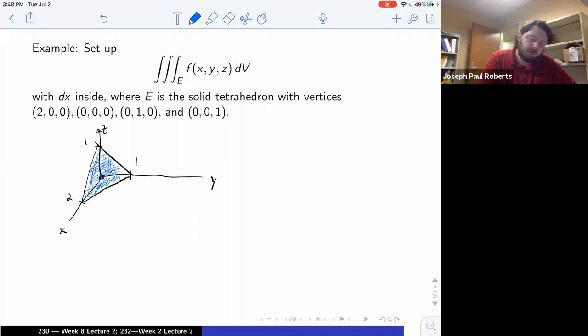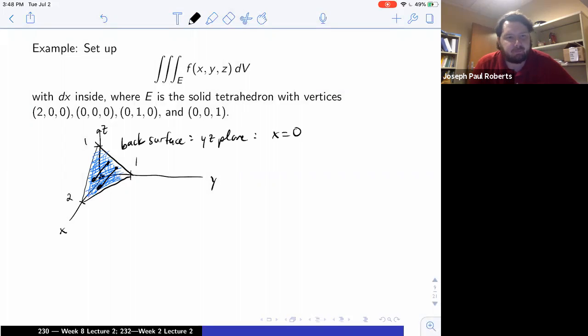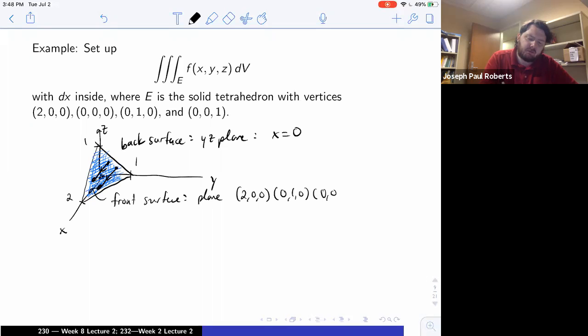And if we're asked to put dx on the inside, then we're thinking in this perspective of our back and front bounding surfaces. So if you think about it, the back surface is the yz plane, which is given by x equals 0, of course. And then the front surface is the plane through the points (2, 0, 0), (0, 1, 0), and (0, 0, 1).